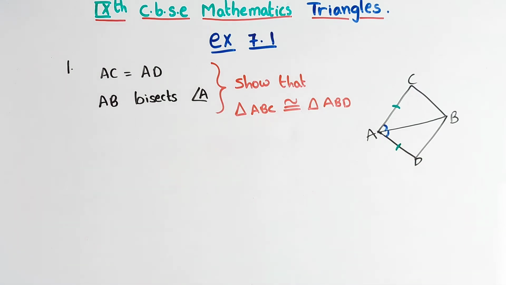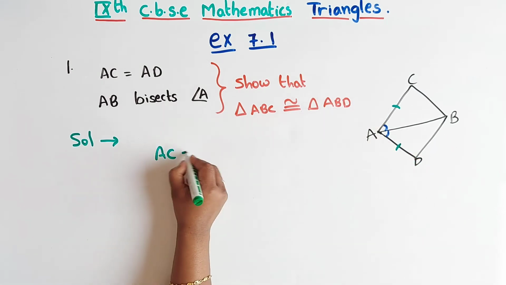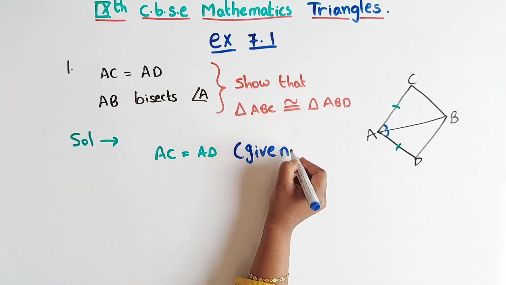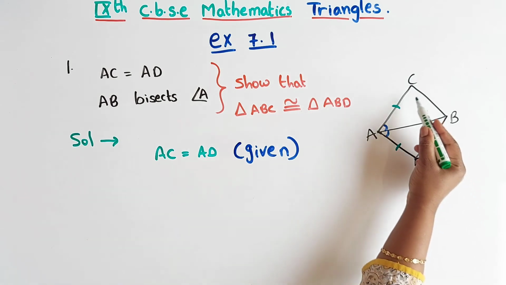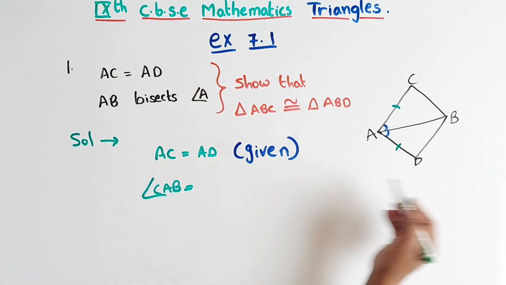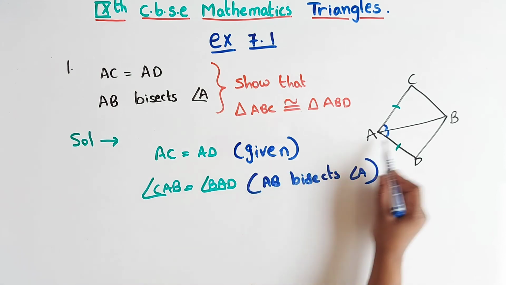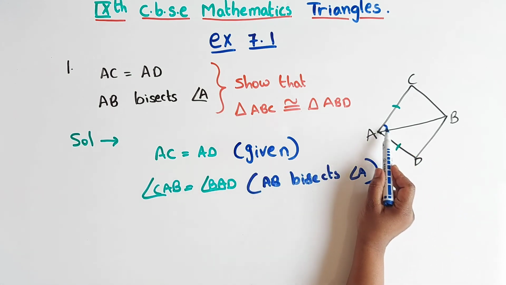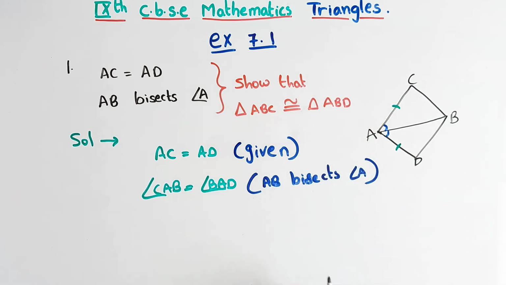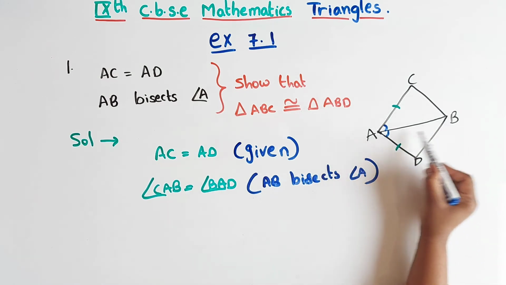Now let us see the solution. Here AC equal to AD, children, right? What is the reason? It is given in the question, right? Given. Now we can write angle CAB equal to angle BAD. Why, children? Because AB bisects angle A. That means these both angles are equal. So angle CAB equal to angle BAD. Right, children? What is one more part we can make equal? That is AB equal to AB because common side.